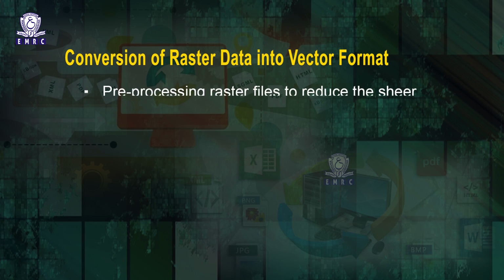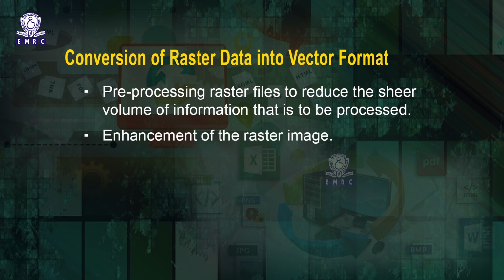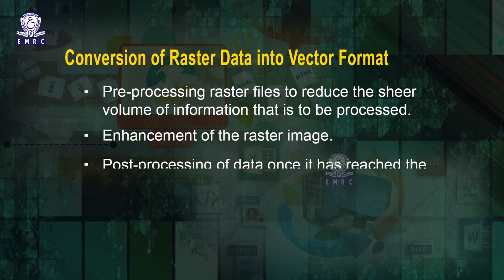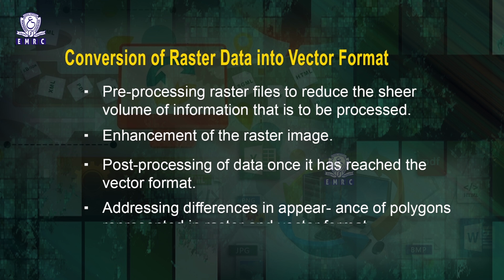Several issues involved with the actual conversion of raster data to vector format have also been identified. First, pre-processing of the raster file, due to the sheer volume of information that is to be processed. Second, enhancement of the raster image. Third, post-processing of data once it has reached the vector format. And addressing differences in appearance of polygons represented in raster and vector format.